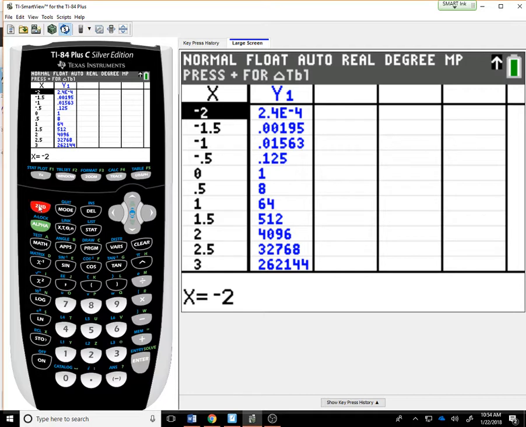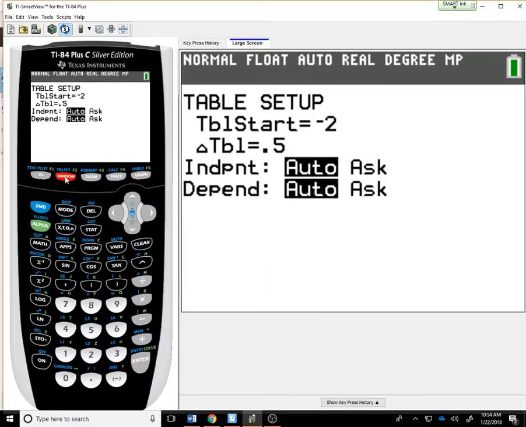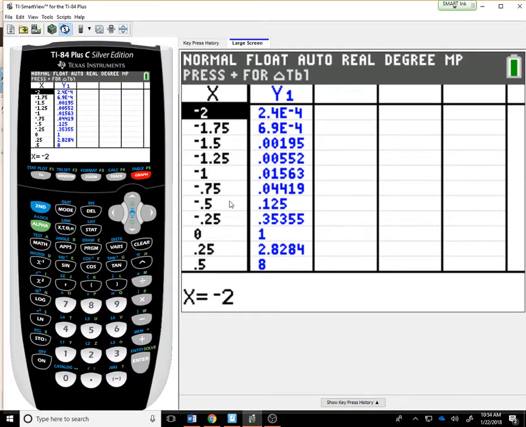That's not good enough for me. I can go back into the table set, and I can change it to 0.25. So I'm going to go back here, go 0.25, press enter so it takes effect, jump back to the table again. And let's see here, I'm going to have to scroll down a little bit.